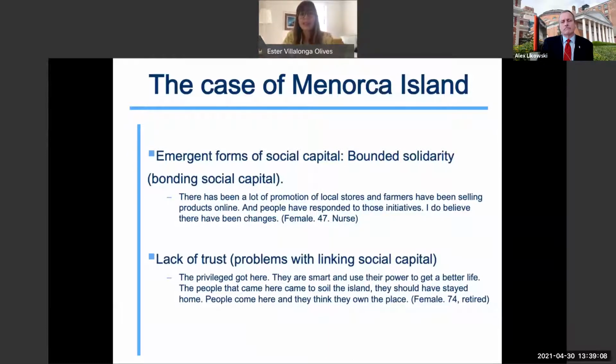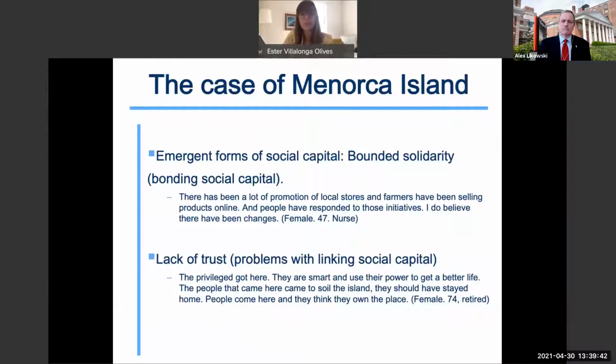So some people, of course, were very afraid of being outside because they felt very vulnerable. So the community saw an opportunity to open online stores for farmers and local stores that did not have an online business. And this person was talking a lot about many changes related to that. So there was a lot of bonding social capital, but at the same time, there were problems, for example, with linking social capital, with lack of trust.